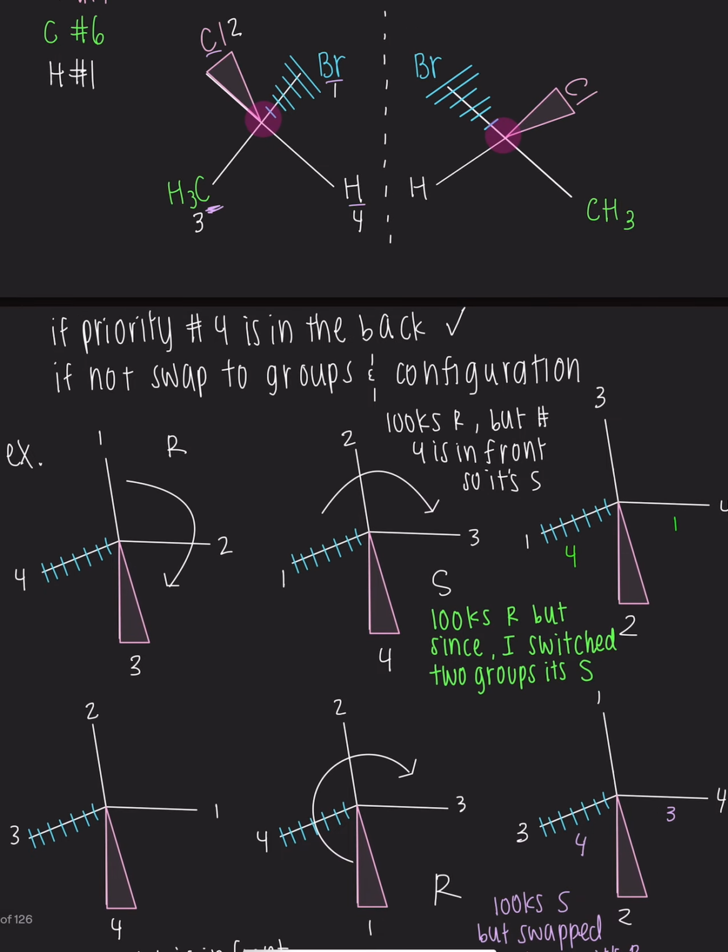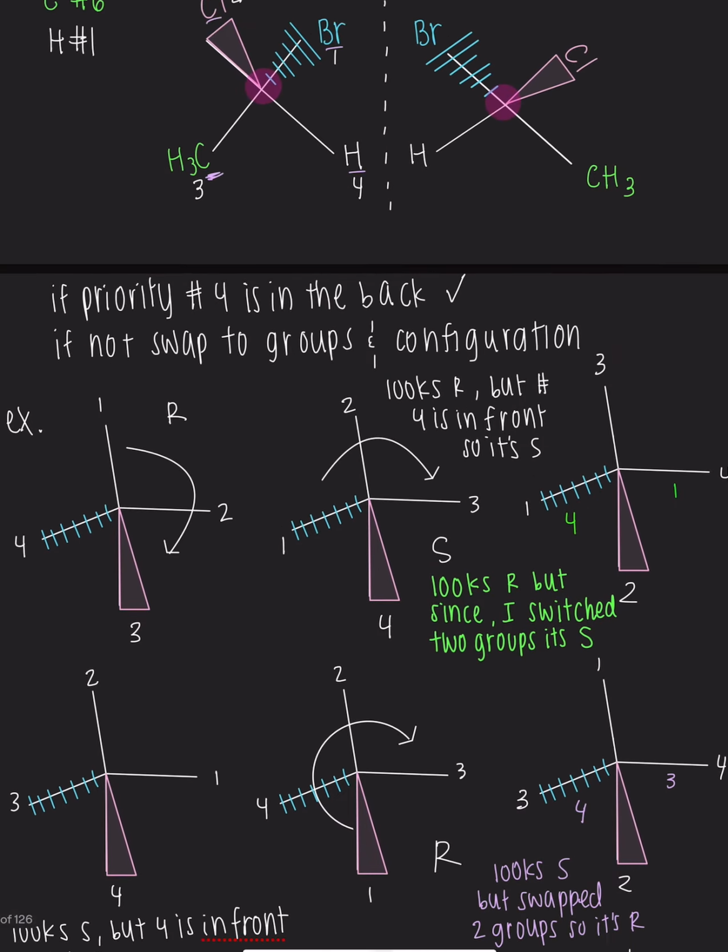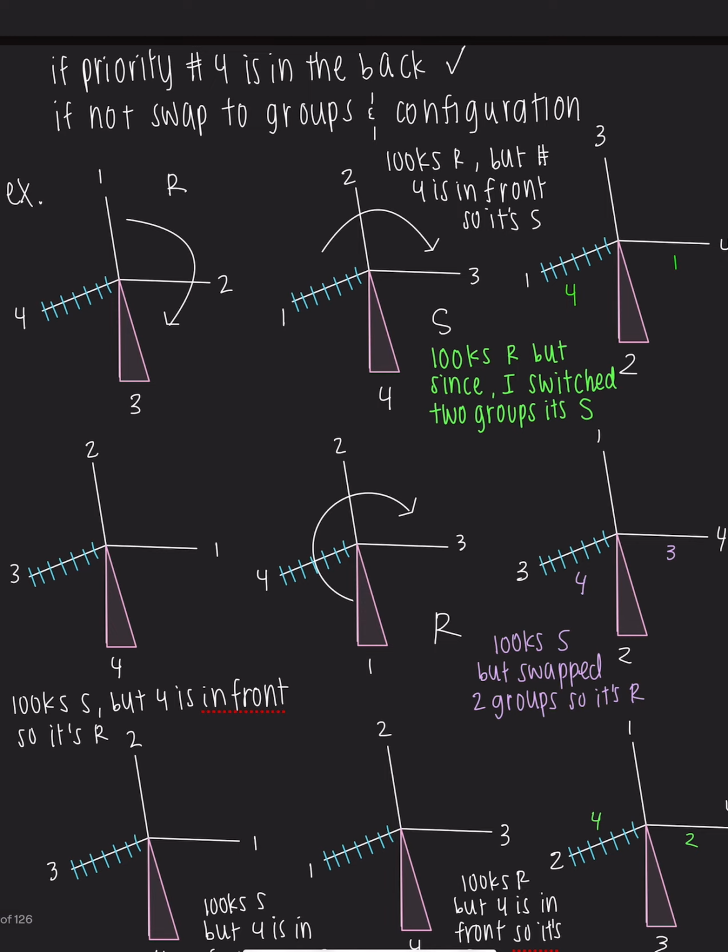Before I show you, I want to make a side note. If you have the 1, 2, 3, 4, and it's going this way, it looks like an R, so that's R. If it's going this way, it looks like an S, so it's S. But that's not the only thing. 4 has to be in the back. If 4 is in the back, your configuration is good. If 4 is in the front, then your configuration swaps.